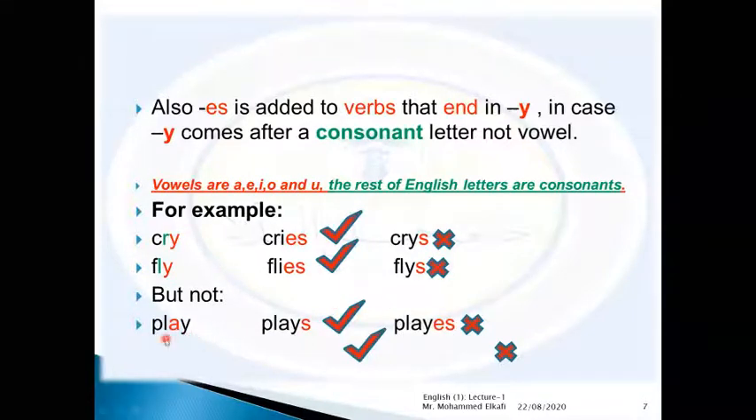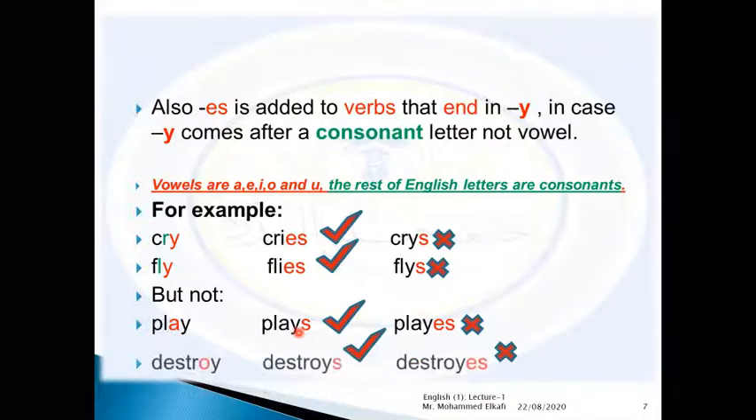But not play. We will not add es here. He will say plays, not the previous form. Why? Because play ends in y, and before y we have a vowel, not a consonant, the letter a. And for that reason, we just add s, similarly to the previous forms. This is for the verbs that end in y and are preceded by vowels. We should add s, not ies or es.